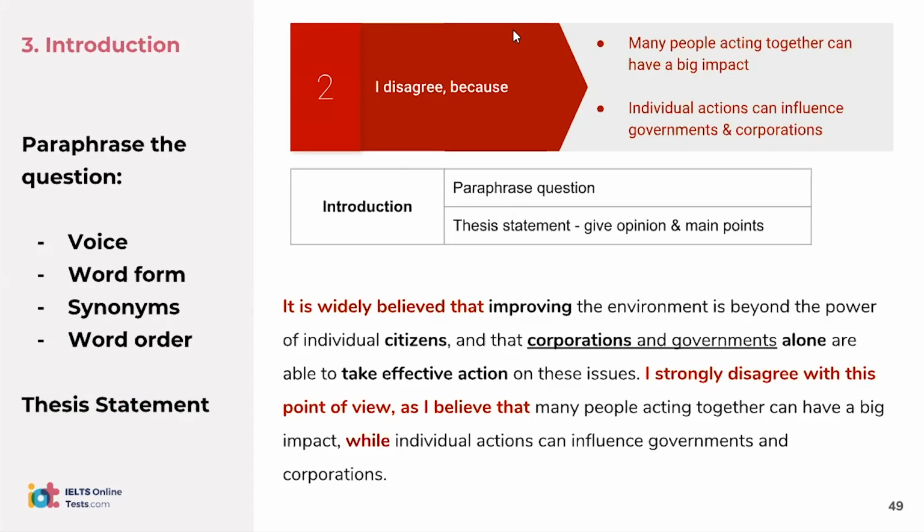Well done for completing this lesson. Before we go, some final thoughts. Don't go into too much detail in your introduction. You don't need to give examples or detailed reasons. Just give a summary of your opinion and main points.